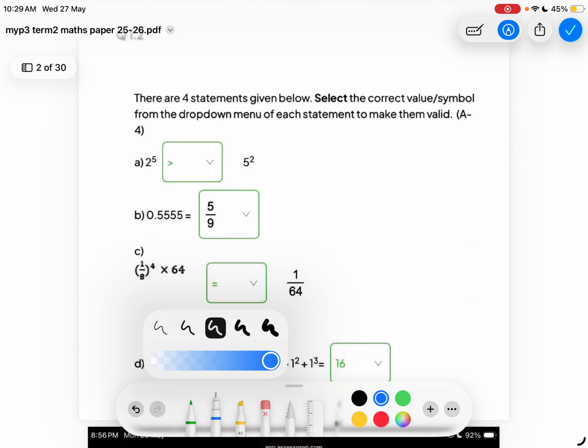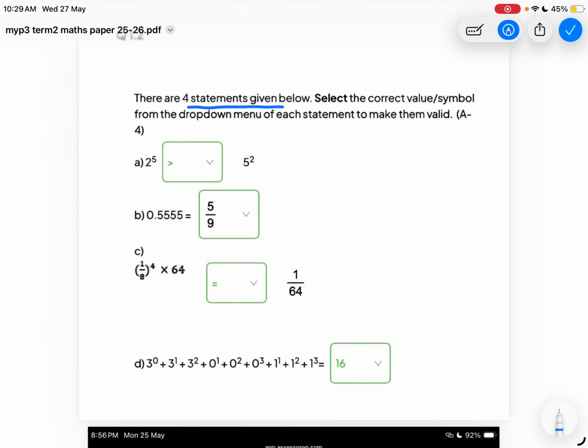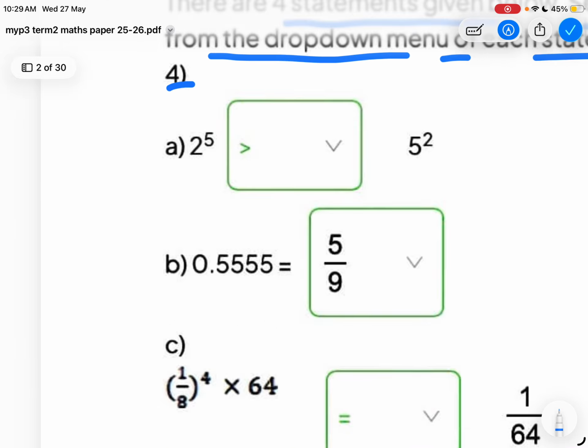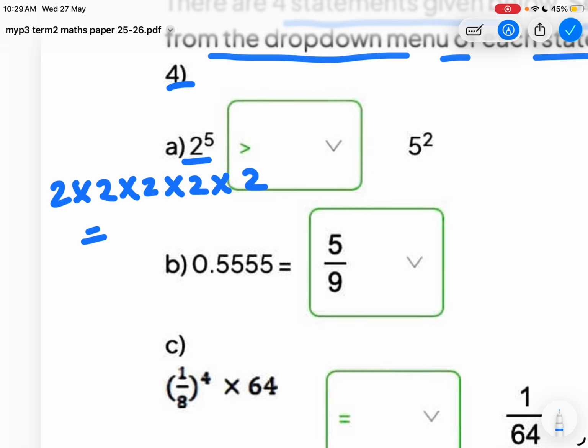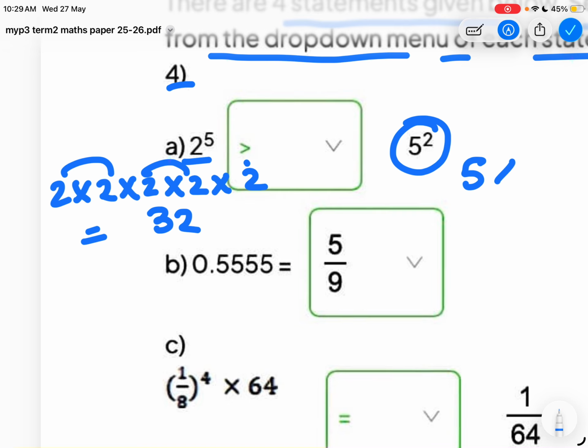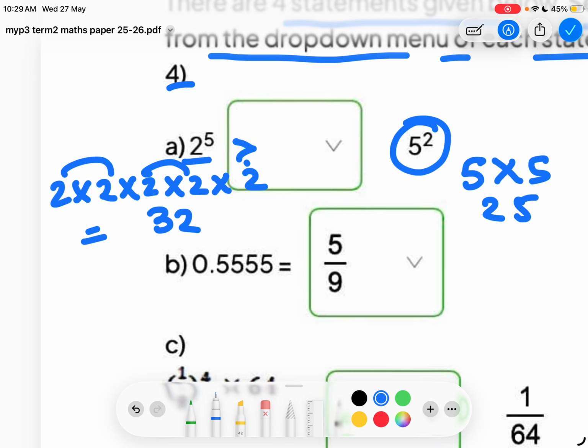Then let's see the second one. It says there are 4 statements given below. Select the correct value or the symbol from the drop down menu of each statement to make them valid. Let's see. 2 raised to the power 5 means 2 into 2 into 2 into 2 into 2, which is, if you calculate, 4 into 4, 16. 16 into 2 is 32. Then 5 raised to the power 2 is 25. So which one is bigger? Of course 32. So that's why 2 raised to the power 5 is bigger.